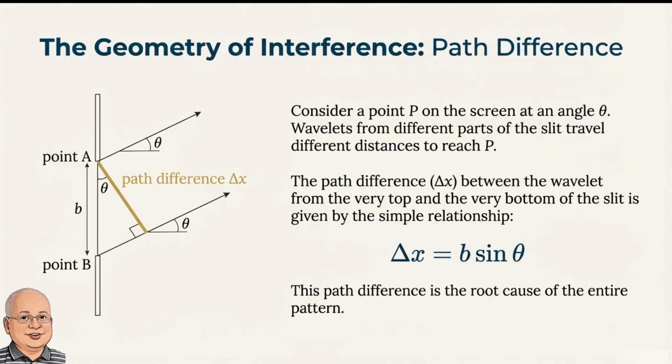These two distances should not be equal. There will be some small difference between these two distances. This difference is called the path difference. How to find the path difference?